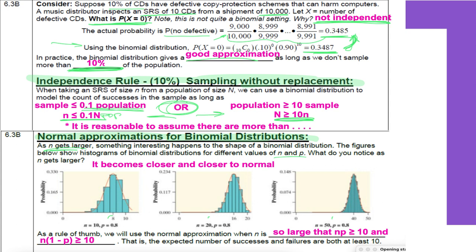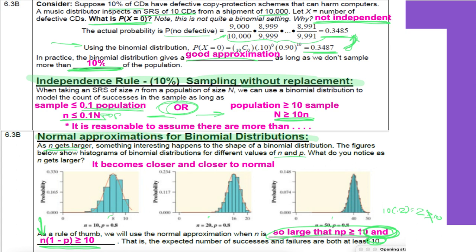As a rule of thumb, we'll use the normal approximation when n is so large that n times p is greater than or equal to 10. With Patty, it was 10 times 0.2, that equals 2. That is not greater than or equal to 10, so we could not use a normal approximation. Also, n times 1 minus p must also be greater than or equal to 10. So really, this depends on n. The expected number of successes and failures are both at least 10.